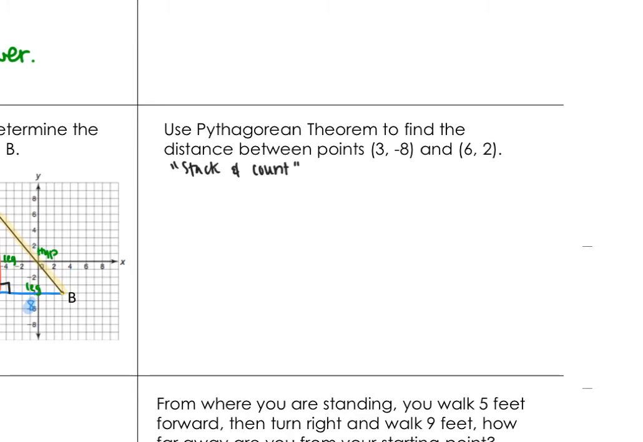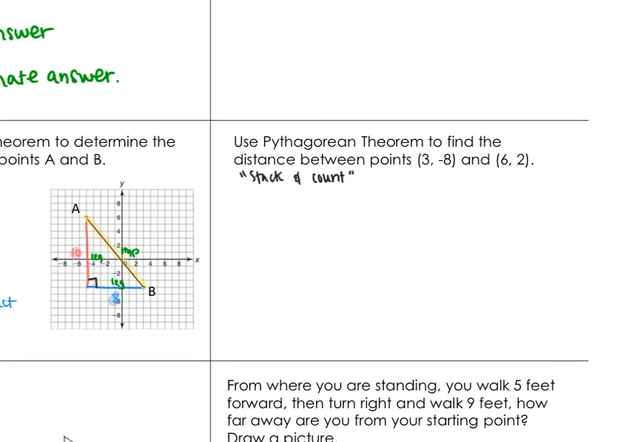Okay, so when we're finding the lengths of the legs, really what we're doing is we're finding the distance between the y values and finding the distance between the x values. So we're going to figure out how many steps between the x values and how many steps between the y values. And what I mean by steps is, if we were looking at a number line, how far away are those 2 points, okay?